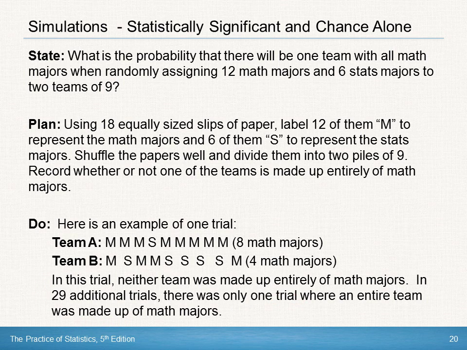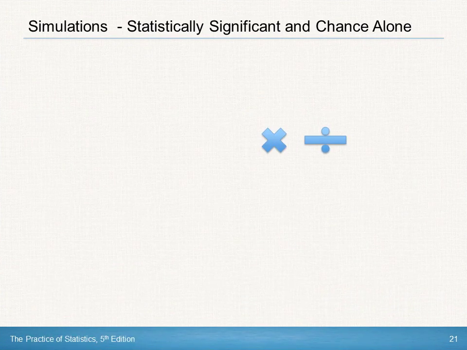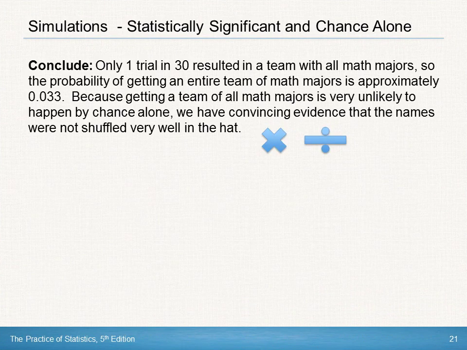So that's actually not that common. So what does that mean? How can we interpret this result? Only one trial in 30 resulted in a team with all math majors. So the probability of getting an entire team of math majors is only 0.033 or 3.3%. Because getting a team of all math majors is very unlikely to happen by chance alone, we do have convincing evidence that the names were not shuffled very well.